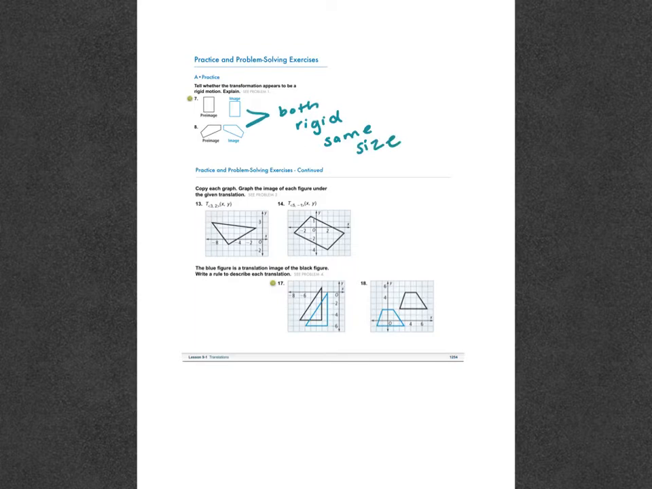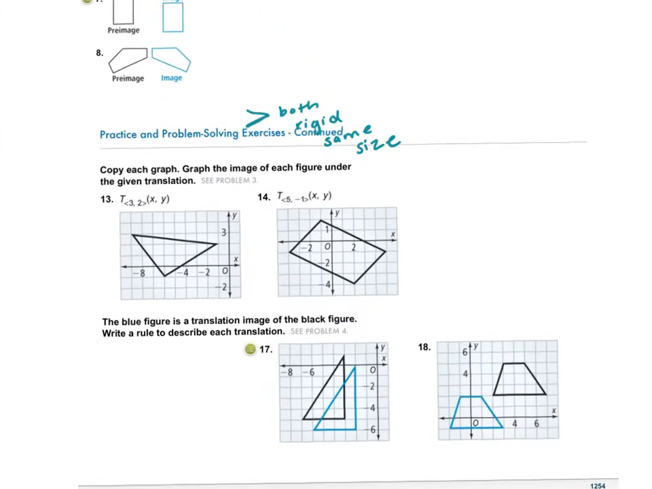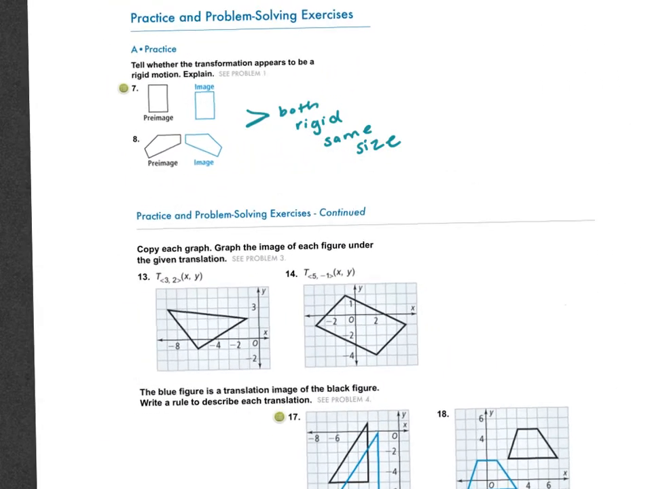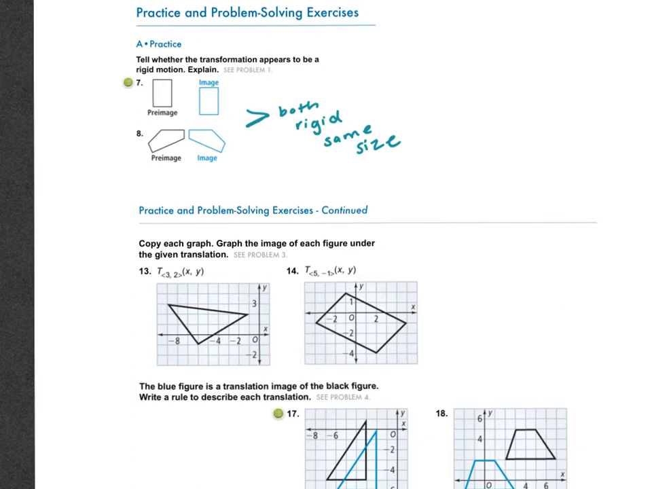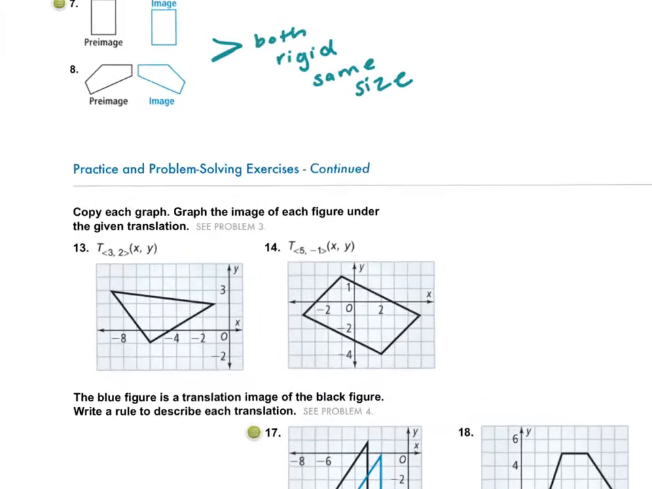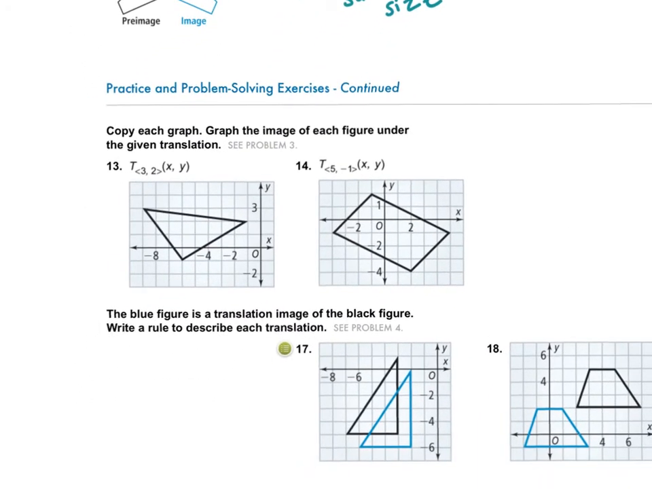Number 13 and 14 say to copy the graph and then graph the image of the transformed one after. So instead of copying the graph, that's the good thing about having a PDF, is that I can just take these points and shift them. So if you look at 13, it says (3, 2). So every X is going to move to the right 3, and every Y is going to move up 2.